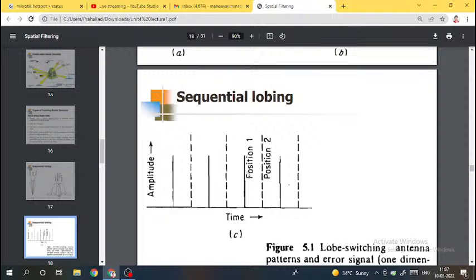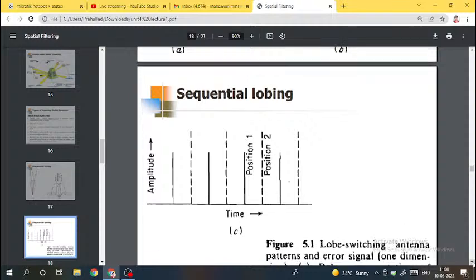See here, this diagram is amplitude versus time, where position 1 is the thick line and position 2 is the dotted line. If you compare the amplitudes, where is the target? The target is very near to position 2, which is why the amplitude of position 2 is greater than position 1. So we can conclude that the target is very near to position 2, and based upon that, your error can be calculated.